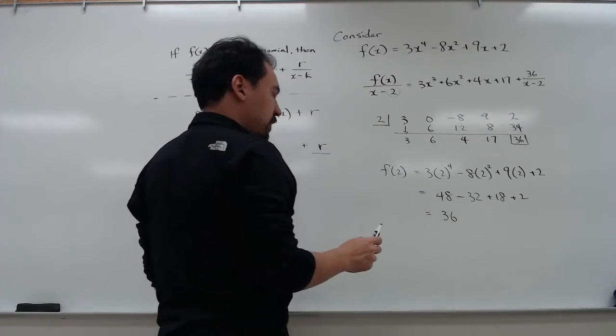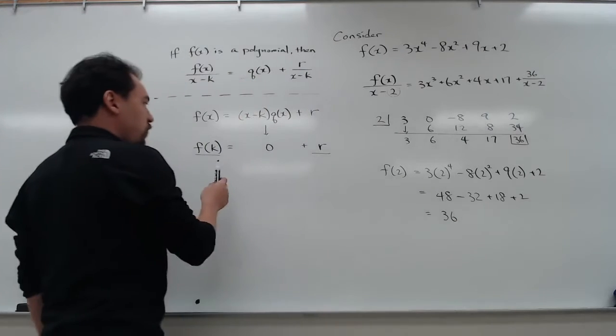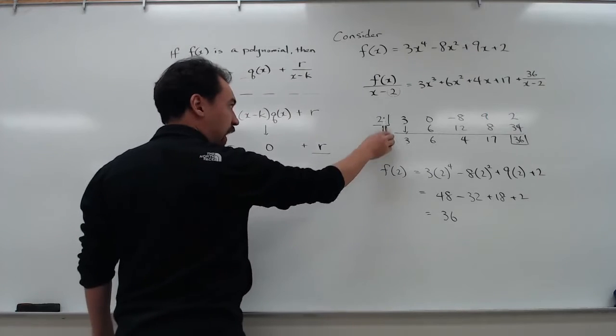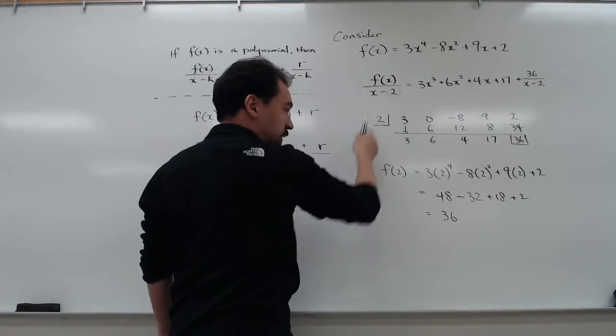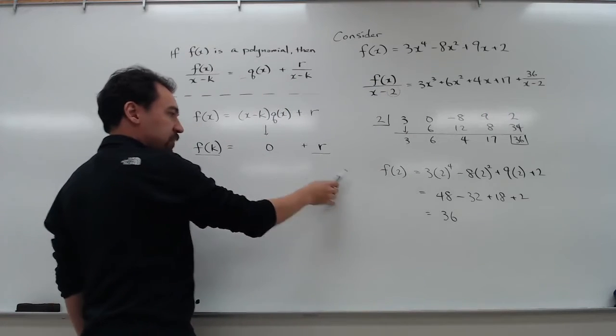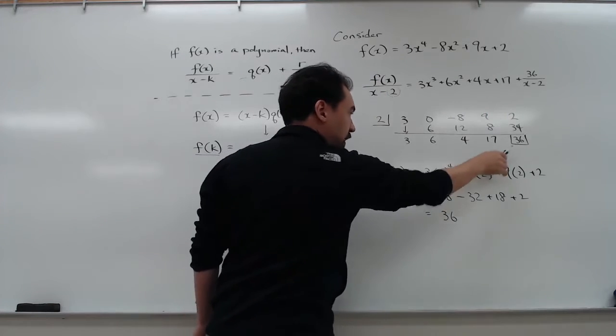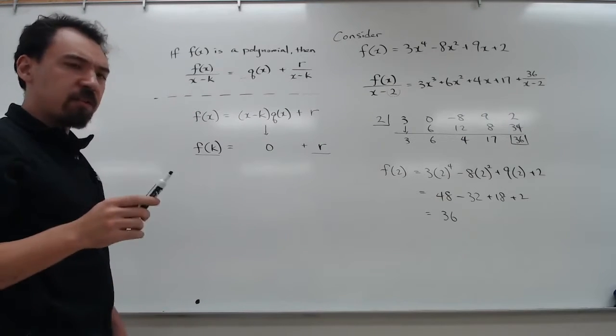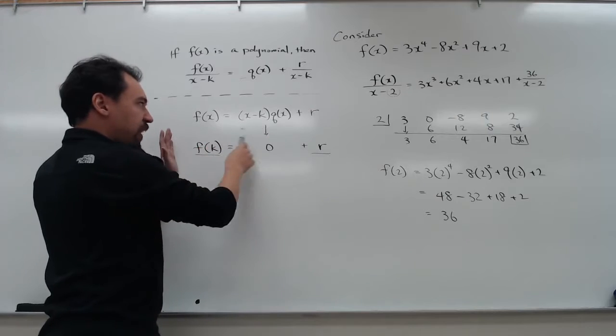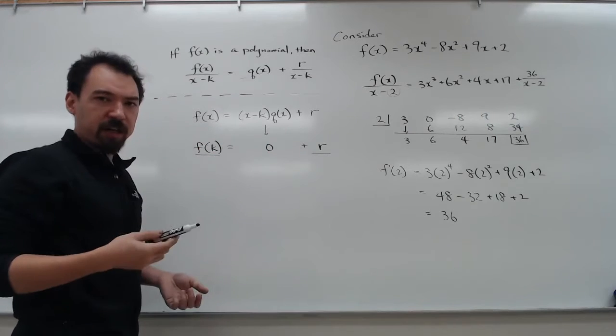36. Okay? So the claim was, if I take the number k, so that k, that k, that k, and plug it into f, which I did, then the result I get is the same thing as the remainder. Okay? And this isn't a coincidence, because I showed here that there's some kind of logic behind it.